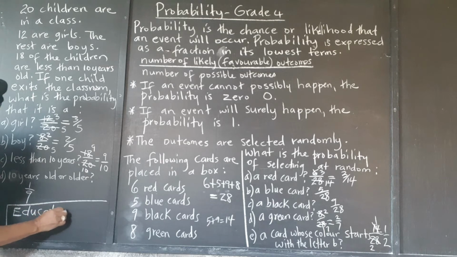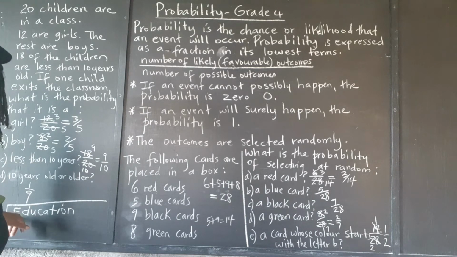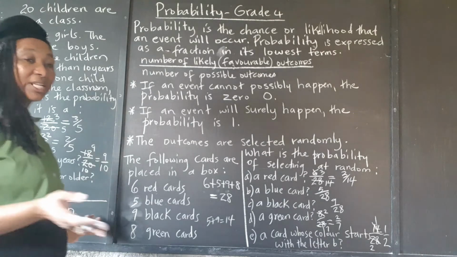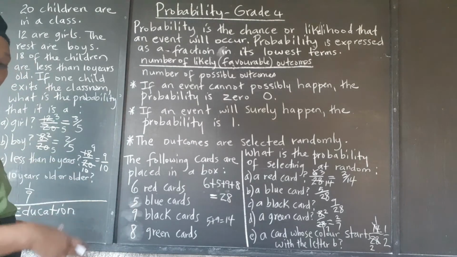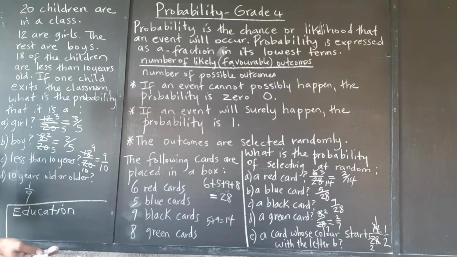Education. How many letters are in the word education? 1, 2, 3, 4, 5, 6, 7, 8, 9 letters in the word education. Okay. What's the probability, if you put each letter on a card again and put those cards in a box, of choosing an O?